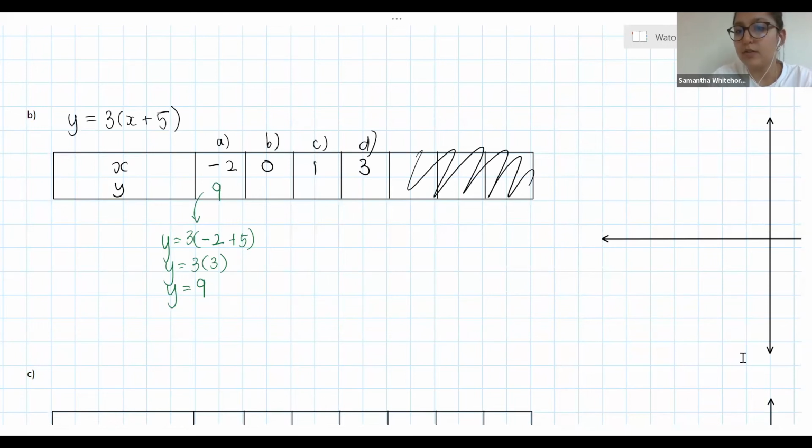Becky, do you want to give us the output for B? Ma'am, the output is 15. Excellent, 15. 0 plus 5 is 5, and then 5 times 3 is 15. Well done. Lilita, do you want to give us the output for 1? Ma'am, for 1, I got 18. Excellent. 1 plus 5 is 6. 6 times 3, 18. Very nice.